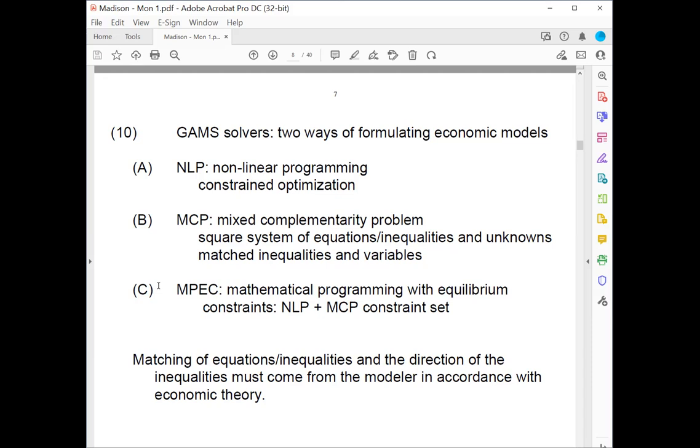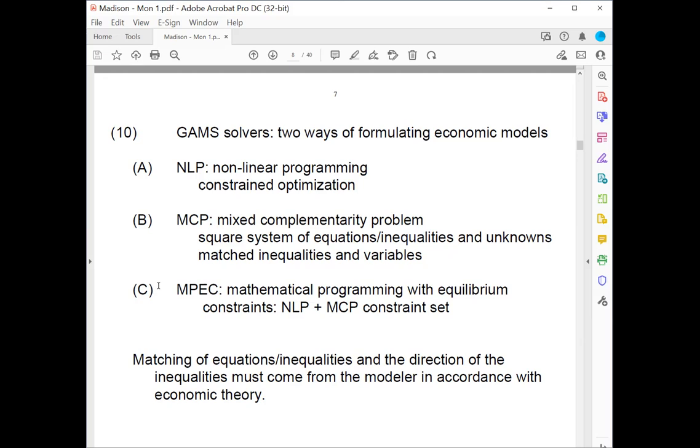So the MCP solver in GAMS is called PATH, which was written by Michael Ferris, a University of Wisconsin person. He actually came to Colorado, right? He spent a sabbatical with us. So Colorado has a little piece of the action here. This comes straight out of KKT. It shows a square system of equations and inequalities and unknowns, matched inequalities and variables.